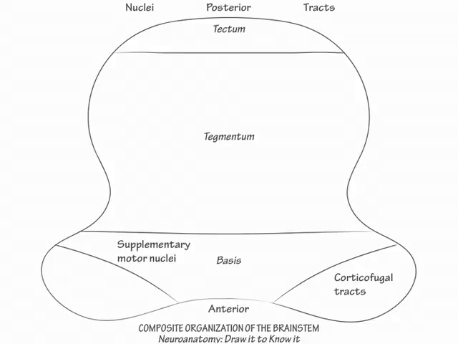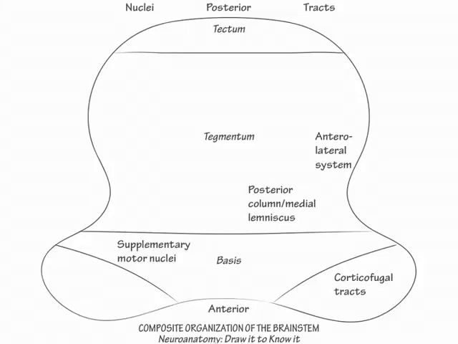Next, in the anterior tegmentum, label the posterior column medial lemniscus pathway. It is the major large fiber sensory pathway. Then, lateral to it, label the anterolateral pathway, which comprises the spinothalamic, spinal reticular, spinomesencephalic, and spinotectal tracts.